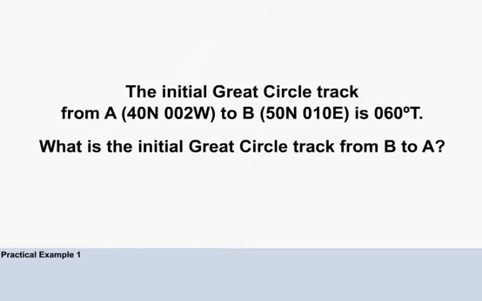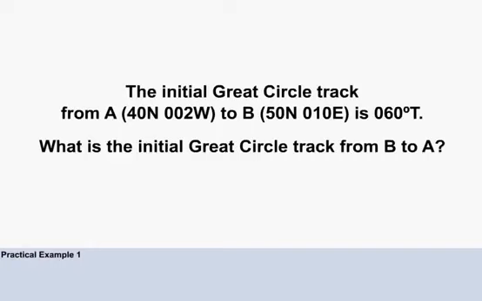Let's try some practical examples. Here is a typical problem. The initial great circle track from A, which is at 40 north and 2 west, to B, at 50 north and 10 east, is 060 degrees true. What is the initial great circle track from B to A?